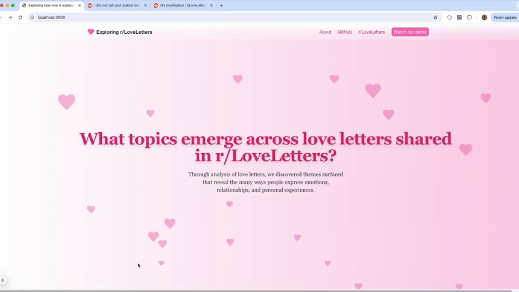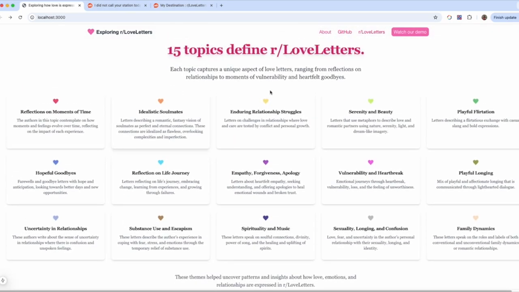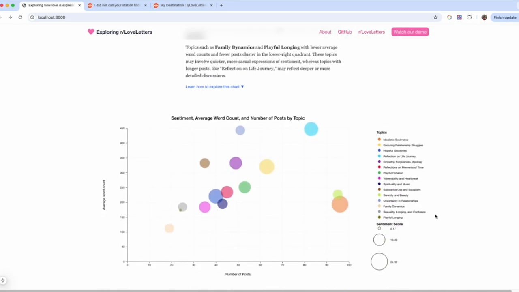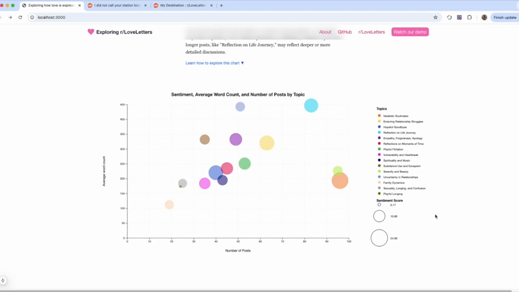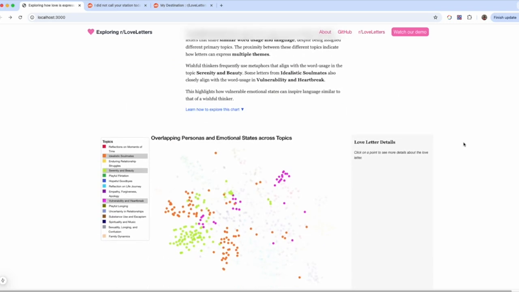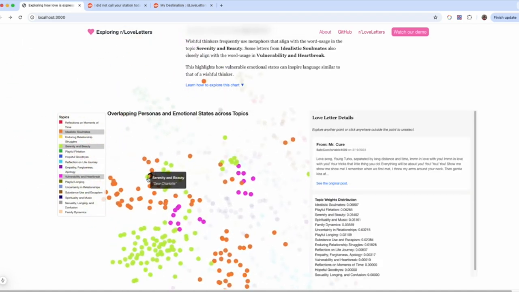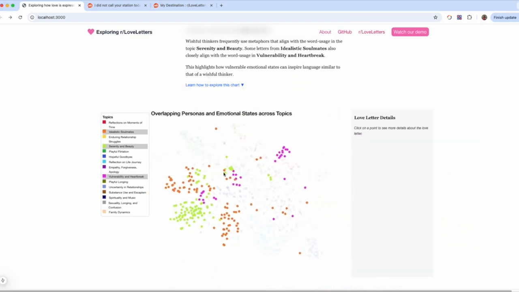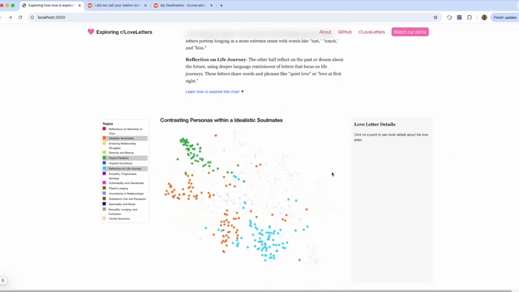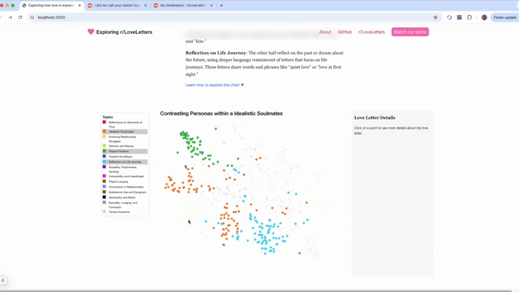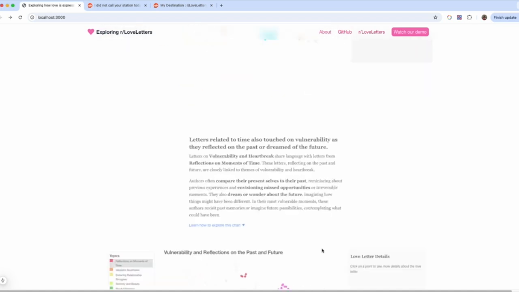Lastly, we looked at the different topics and themes across these letters and identified 15 key topics. This is a bubble chart that really summarizes all of those relationships. But here in this last visualization, each of these nodes are letters, and you can see that nodes that are closer together are generally letters that share similar word usage. And within the topics themselves, sometimes there can be splits in language. So in idealistic soulmates, some are more skewed towards casual, whereas the other is skewed towards more sentimental language.